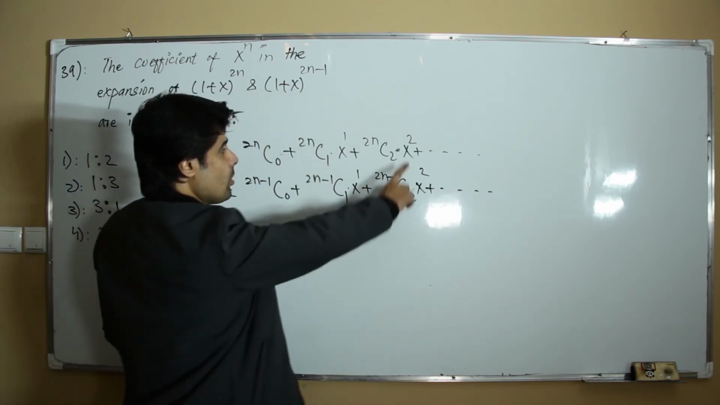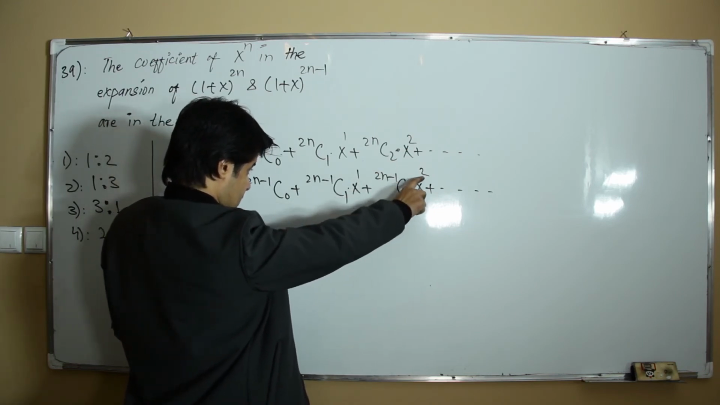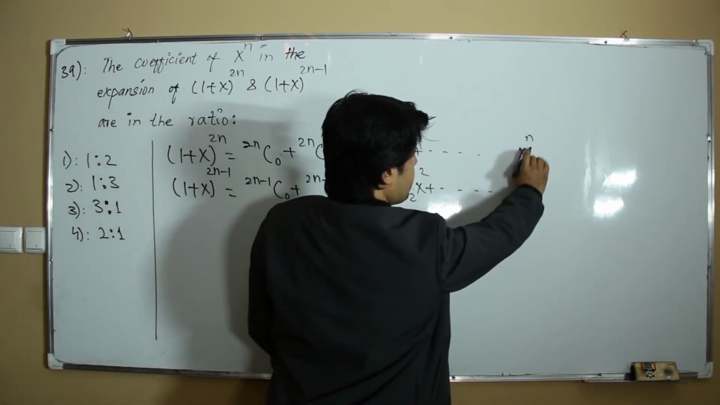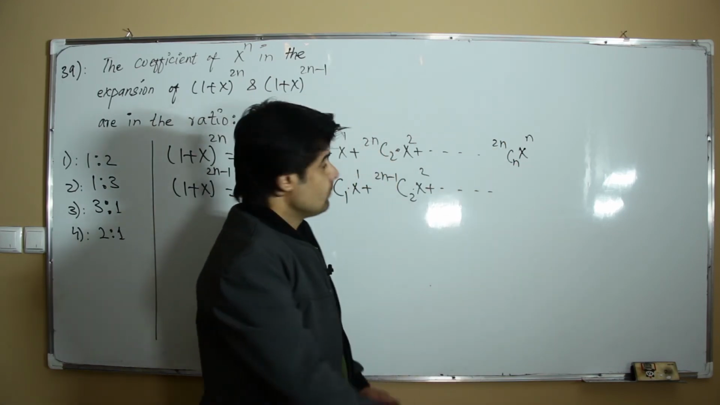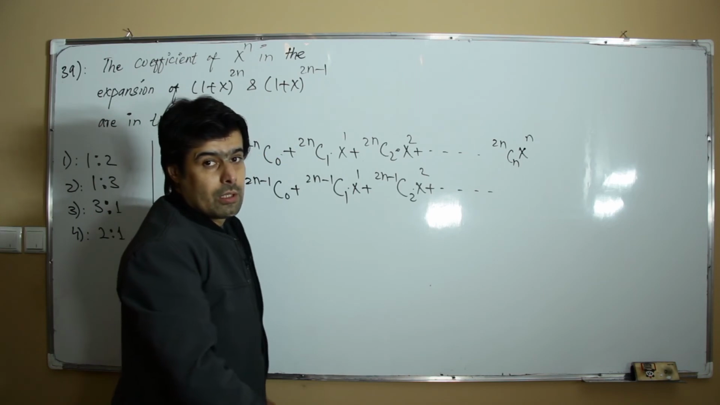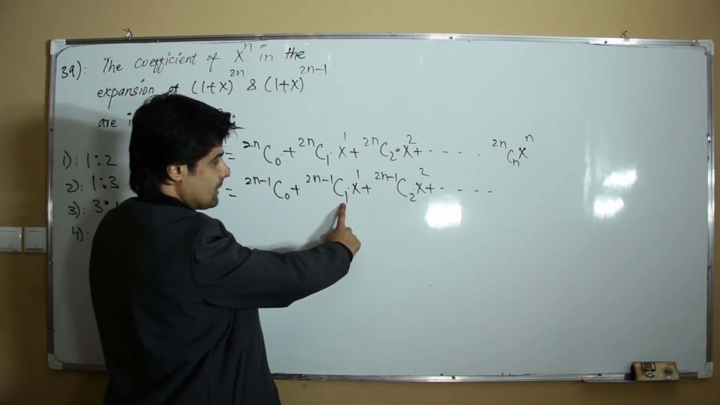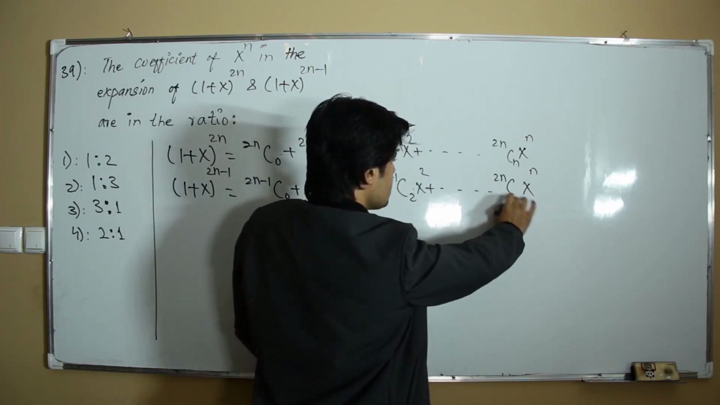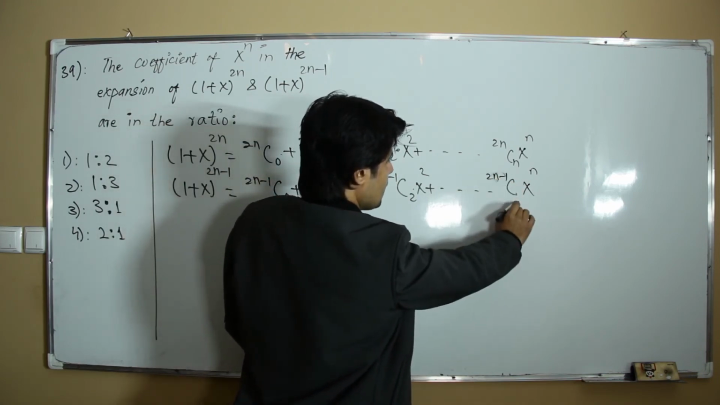What's the coefficient of x squared? 2n c2. What's the coefficient of x squared in the other one? 2n minus 1 c2. What's the coefficient of x to the power n? It should be 2n cn. For x squared 2n c2, for x to the power 1 2n c1, for x to the power 3 2n c3. Now in the second, for x squared 2n minus 1 c2, for x to the power 1 2n minus 1 c1, for x to the power 3 2n minus 1 c3. For x to the power n, it is 2n minus 1 cn.